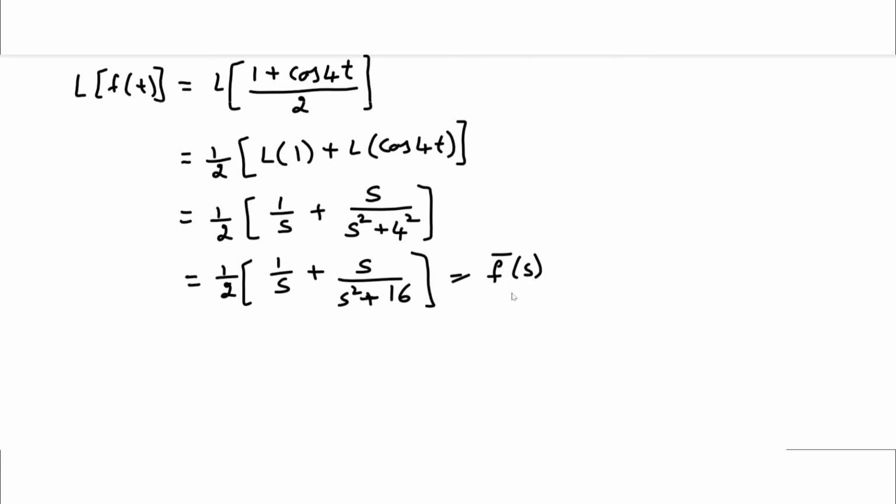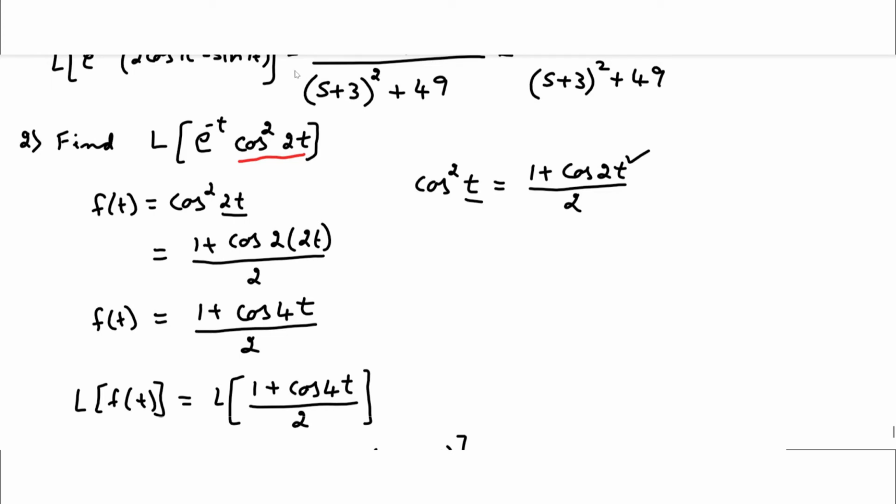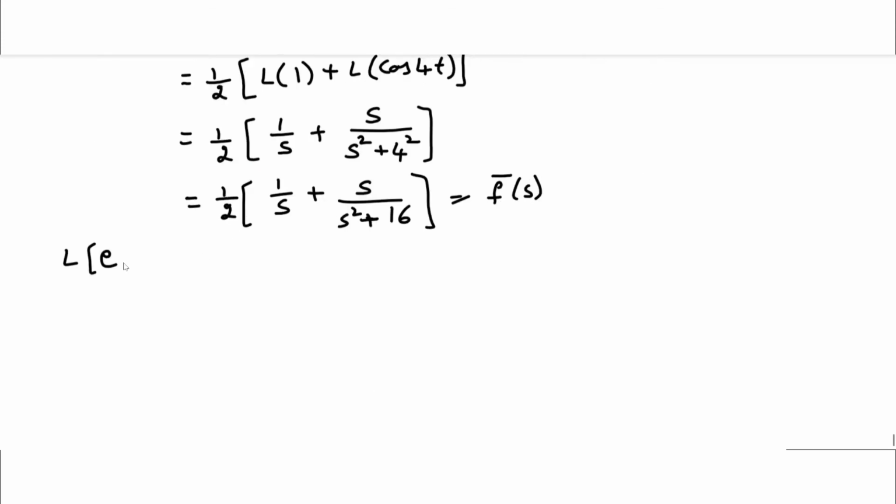L of f of t is nothing but your f bar of s. Now I will try to include that e power of minus t. So if you try to see in the example, the value of this e power of minus t you have. So therefore if I try to include that e power of minus t, it is e power of minus t into f of t. So the moment you include e power, you have to shift the value of s to s minus a form. So right hand side will remain as it is.